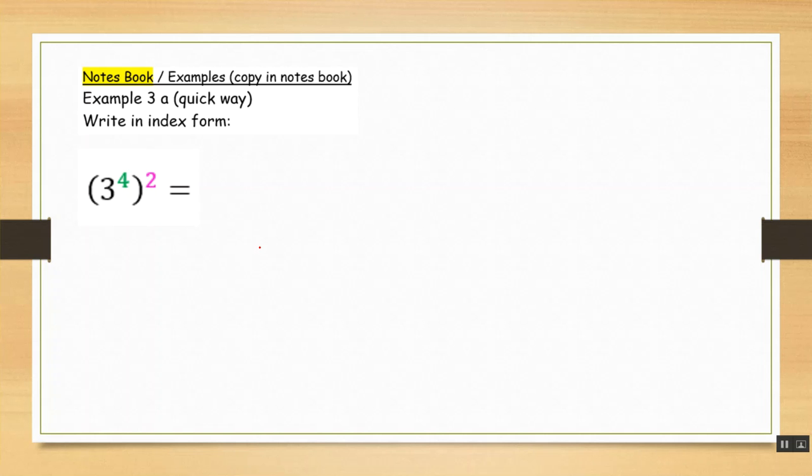Today's examples, in our notebook, example 3a, write in index form. So this is the key word that we're looking for, index form. So 3 to the power of 4, and all of this is squared. So the quick way to do these is to multiply the indices. 4 2's are 8. So we get 3 to the power of 8. 3 is the base in all of these.